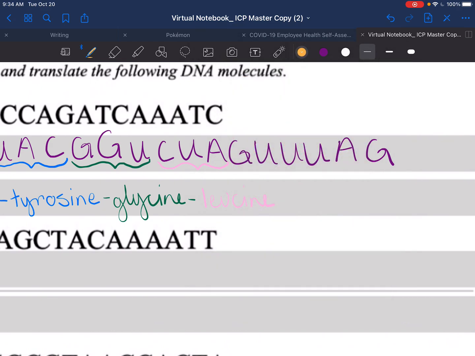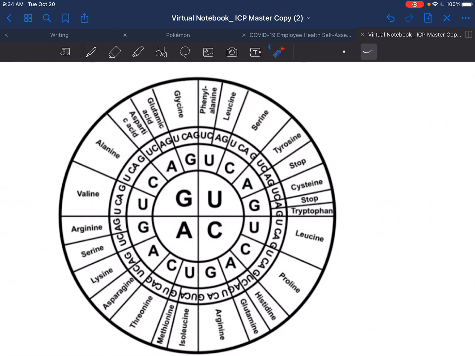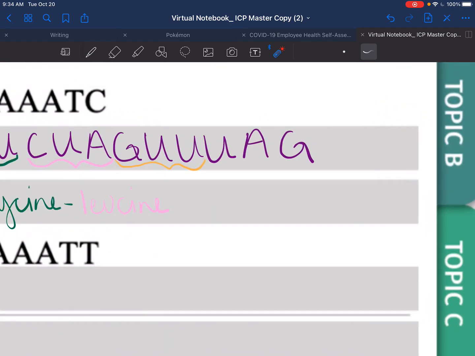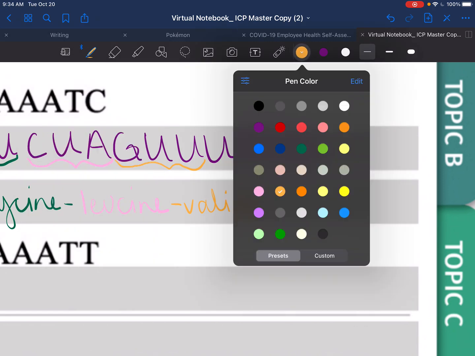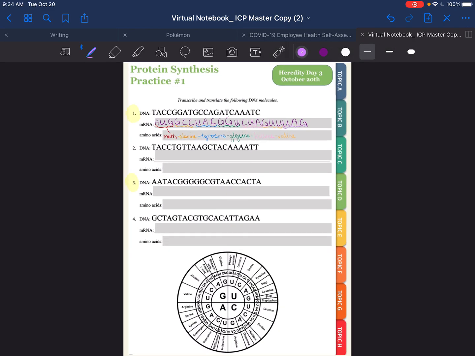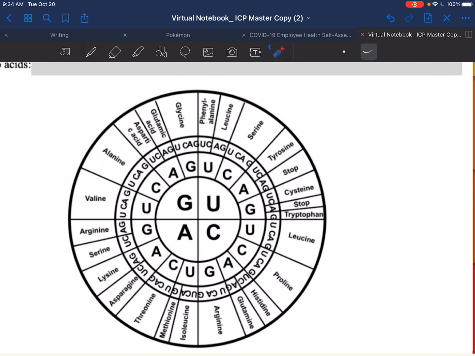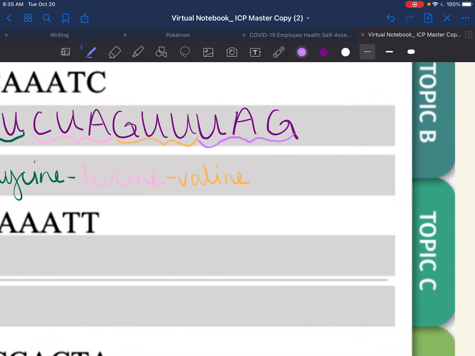Next, we have GUU. GUU is valine. I hope we're almost done. And then last one, UAG. Yes, it's the stop codon. That's good because we were all the way at the end. That is our stop.